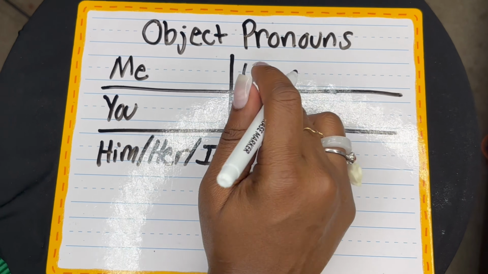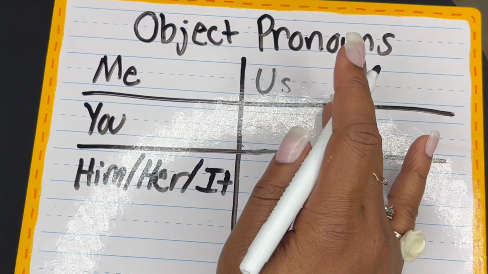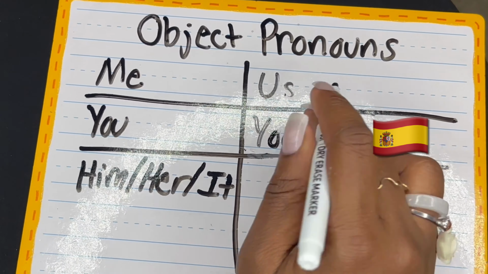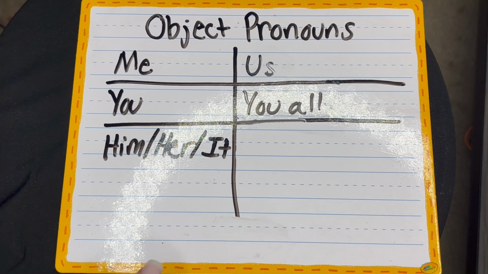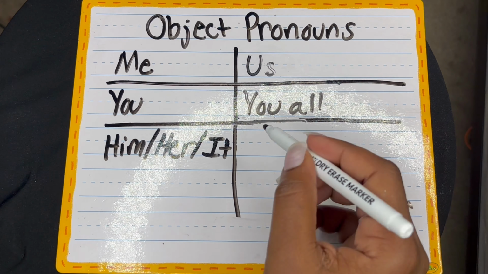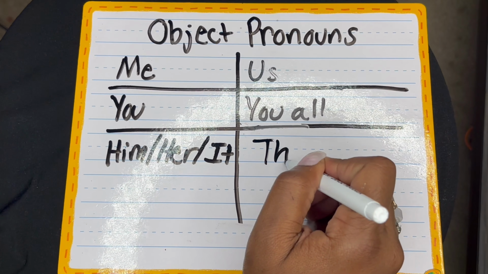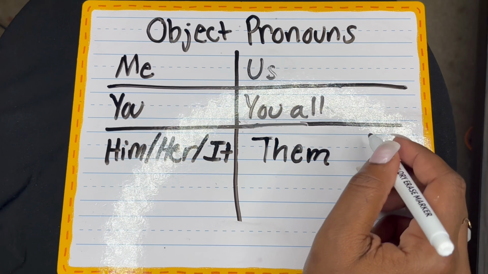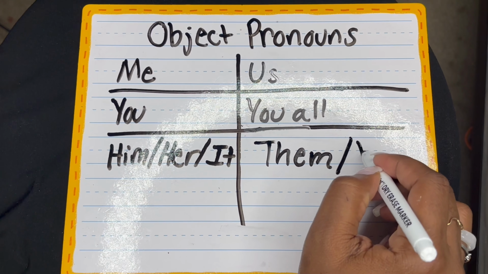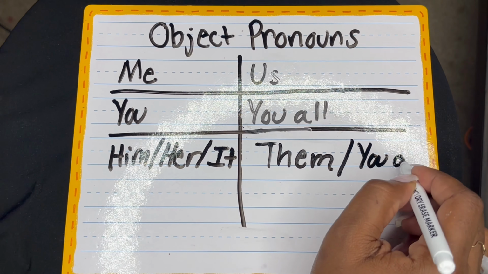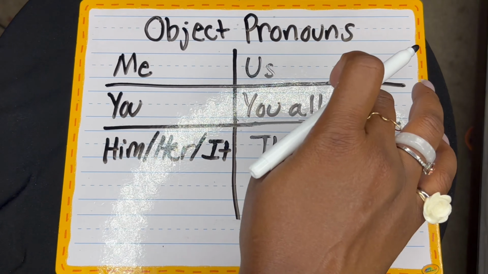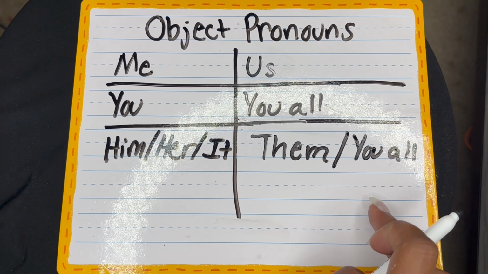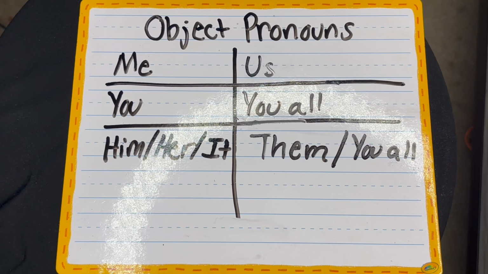Then we have vosotros, which is you all. En España, es vosotros, okay? And then down here, we have them. And you could also have you all. That would be ustedes instead of vosotros, okay? Nosotros, vosotros, ustedes, ellos, ellas.